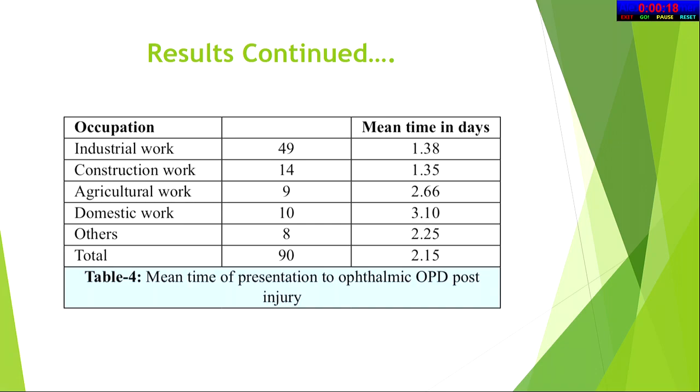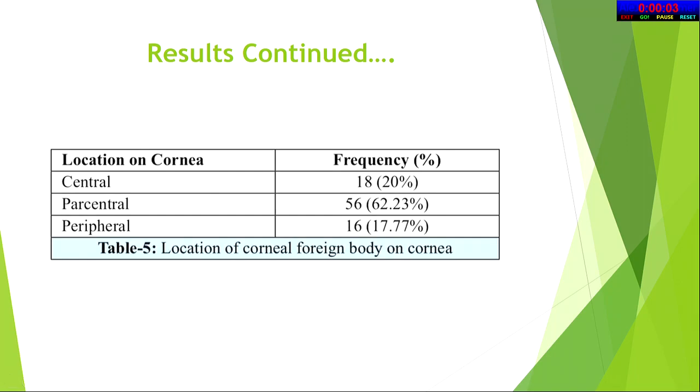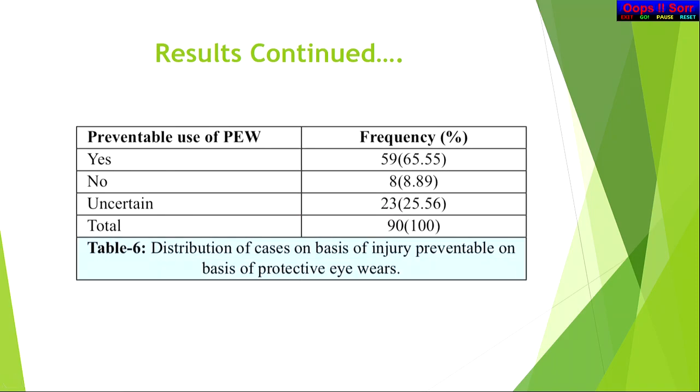As for the mean time of presentation, the mean time was 2.15 days, but the industrial and construction workers came in less than 1.5 days. As you can see, 1.38 to 1.35 days. And domestic workers came after 3 days. The majority of the location of the corneal foreign body was in the paracentral area, followed by central and peripheral. And on the questionnaire, we found that the use of protective eyewear could have prevented around 65.5% of patients' injuries.